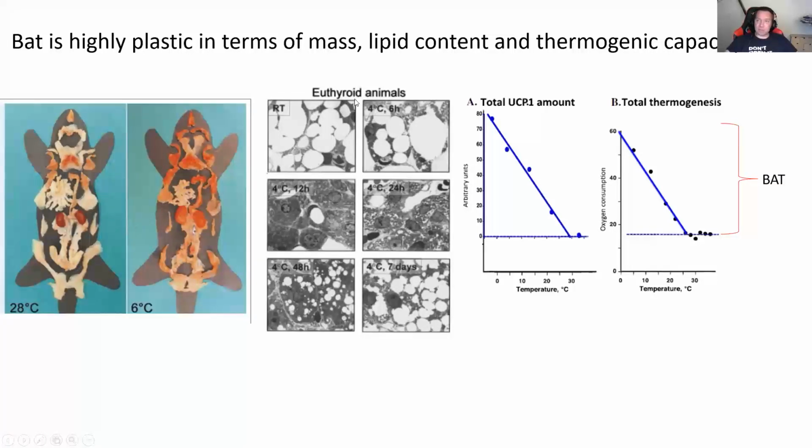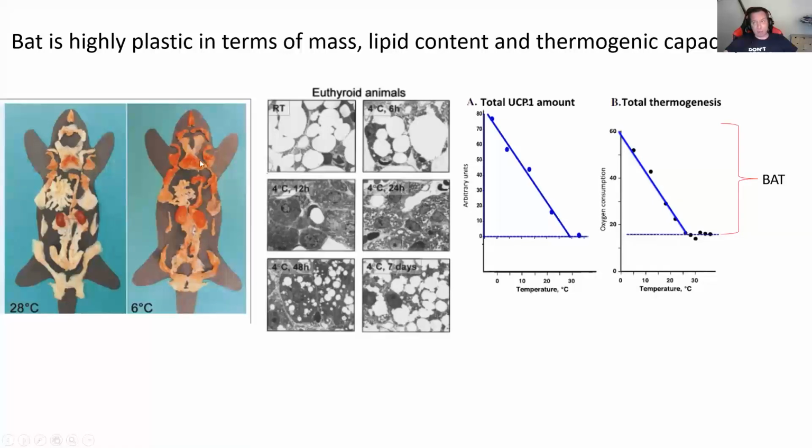The lipid content of BAT, those lipid droplets we saw in our H&E image of brown adipose tissue, is also incredibly plastic. It takes only 12 hours of moving an animal from room temperature to 4 degrees C to literally remove all the lipid. They will become completely delipidated. And then over the next 24, 48 hours and then 7 days, they will slowly restock their lipid as DNL processes catch up and lipid intake catches up to match lipid oxidation.